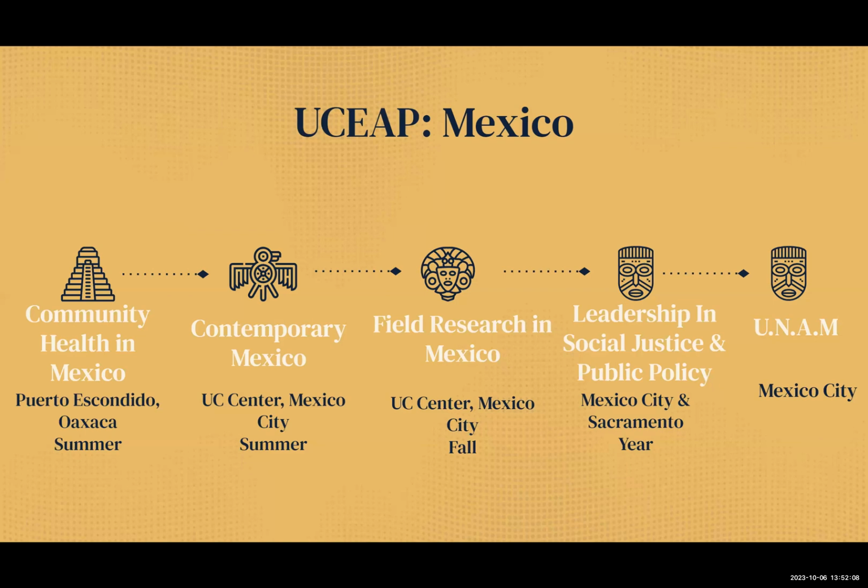The Leadership in Social Justice and Public Policy, as you can see, is in Mexico City and Sacramento and is a year-long program total. And so it starts at UNAM, the National University in Mexico City, where there are many courses available. And then you will work on a custom internship arranged with the UC Sacramento Center in conjunction with the program during the second half. This is a great opportunity for political science students, and also a unique opportunity for students interested in Latino issues in California or binational issues between California and Mexico. So I encourage you to take a look at that if that is of interest to you.